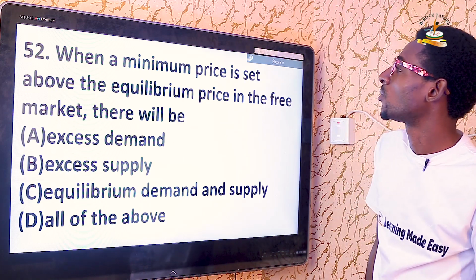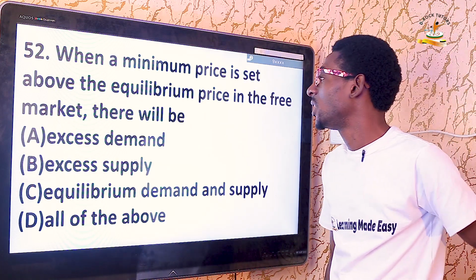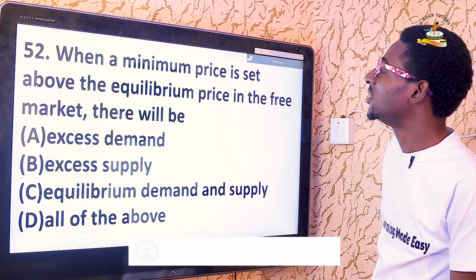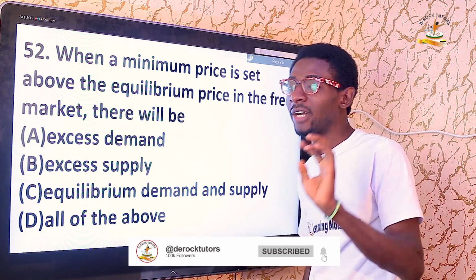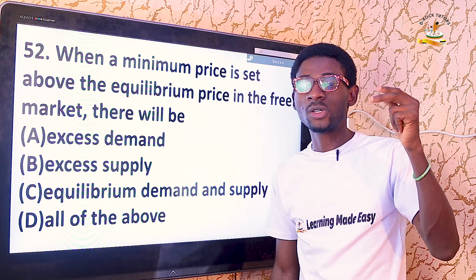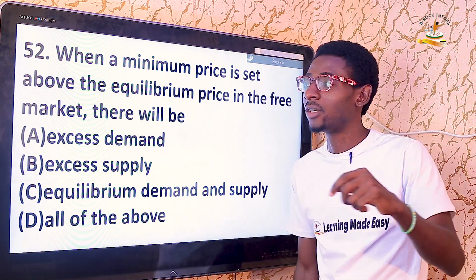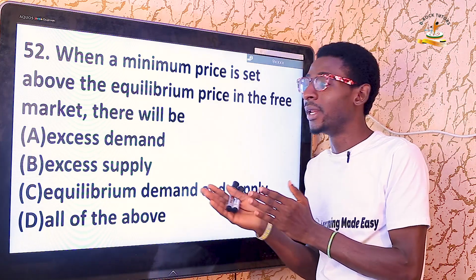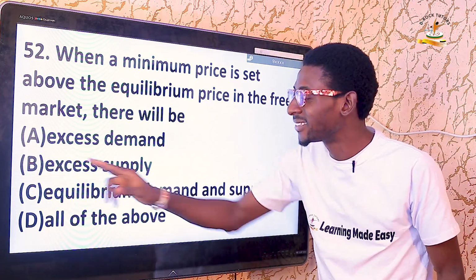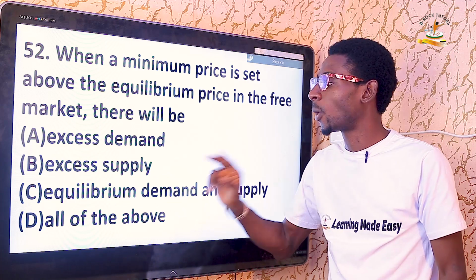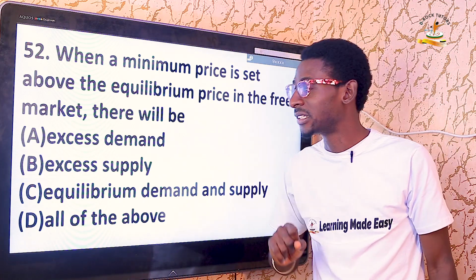52. When a minimum price is set above the equilibrium price in the free market, there will be, now I talked about this in one of the questions where I said that there will be market surplus. Now the question is coined in another way. So the answer there, it will lead to excess supply. Excess supply. That's the answer.